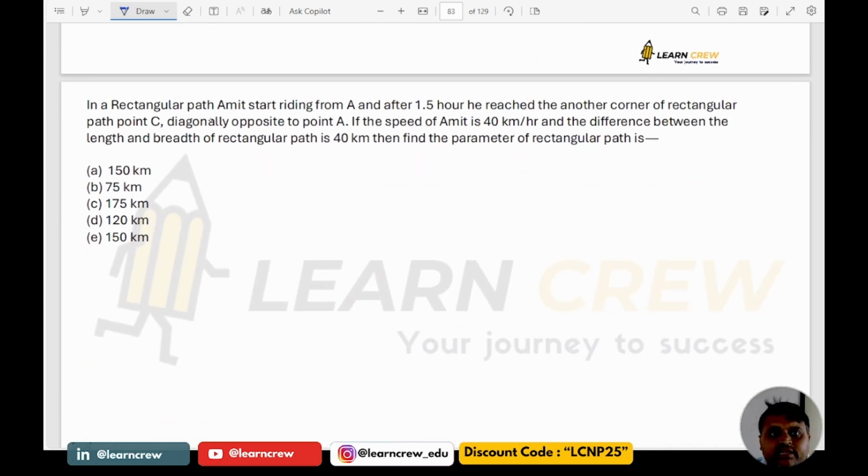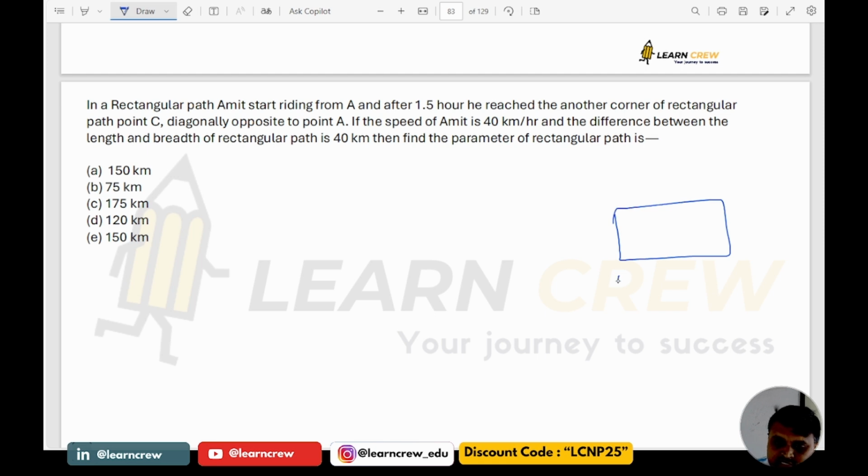In a rectangular path, Amit starts riding from A and after 1.5 hours he reaches C, the other corner of the rectangular path, diagonally opposite to A. If the speed of Amit is 40 km per hour, and the difference between the length and breadth of the rectangular path is 40 km, find the perimeter of the rectangular path.